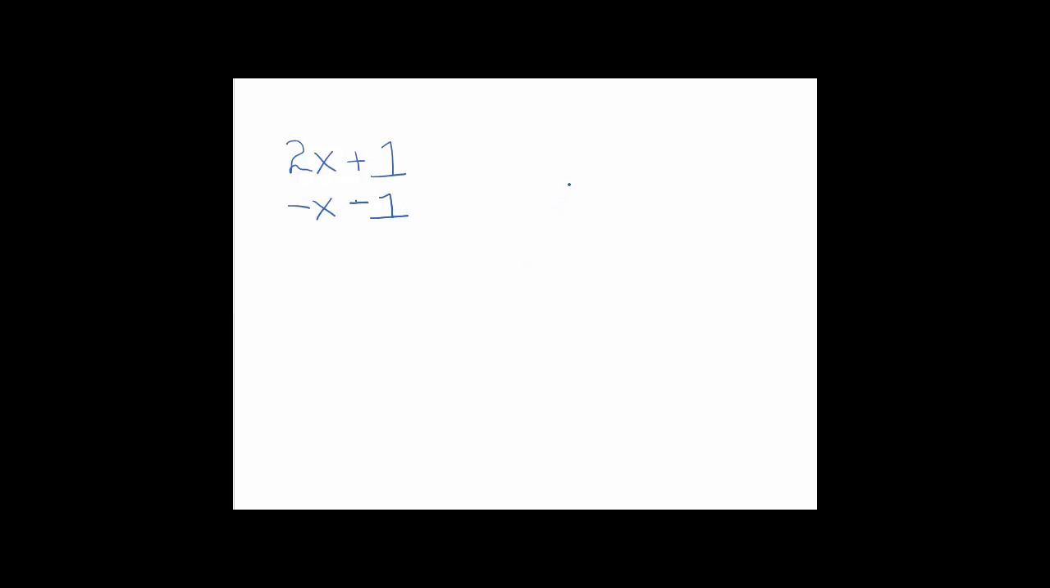So I can draw a quick graph for each of these. For my first one, I have a y-intercept of plus 1. I'm going to rise 2 and run 1 for the slope, so that would put my point right about here. If I draw a line, say that my equation looks something like this.